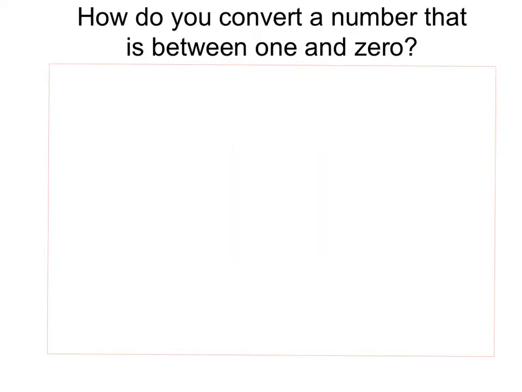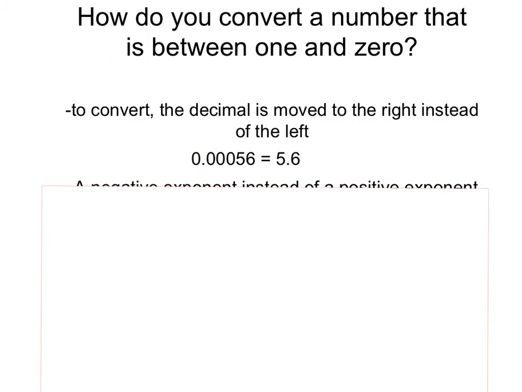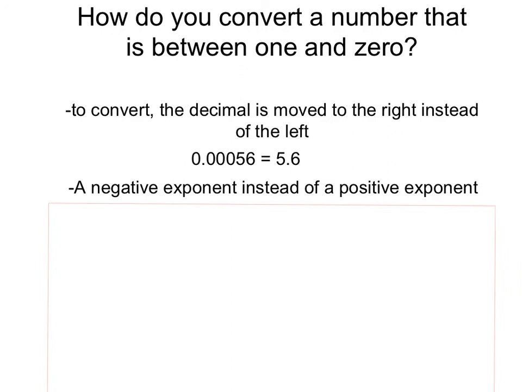What if the number that you're converting is less than 1? How would you convert it then? The decimal point is moved to the right instead of the left. So to convert 0.00056 to scientific notation, move the decimal point 1, 2, 3, 4 places to the right until one digit is in front of the decimal to get 5.6. Then, because it was moved to the right, the exponent is negative. So 5.6 would be multiplied by 10 to the negative fourth power.